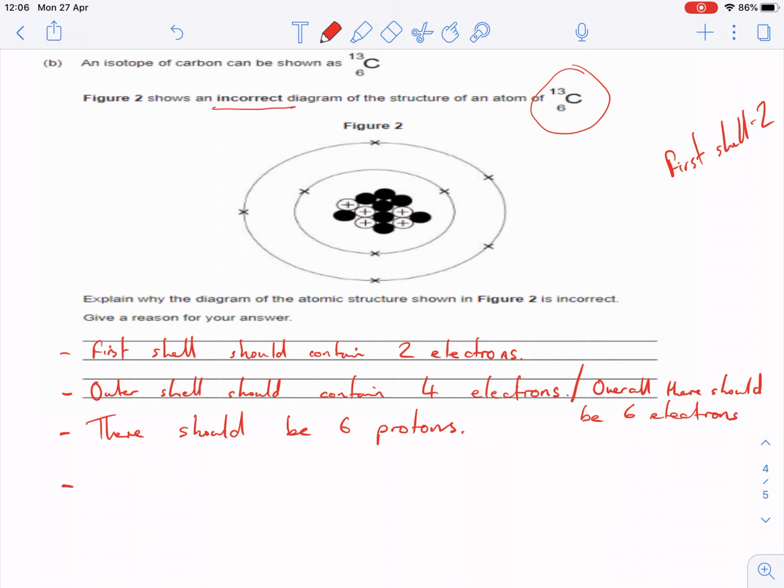The final mark is, once we've understood that there should be 6 protons, if we then count up the number of neutrons we've got here, 1, 2, 3, 4, 5, 6, 7, 8. Well, if we had 6 protons, which we should have, and then added 8 neutrons on top of that, that would mean that we would have carbon-14, and that's incorrect. So the fourth mark there should be that there should be 1 less neutron. And that's your fourth mark up for grabs there.